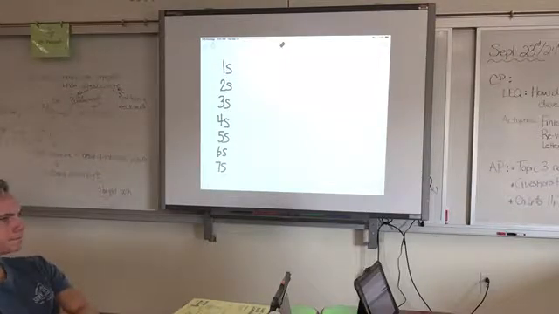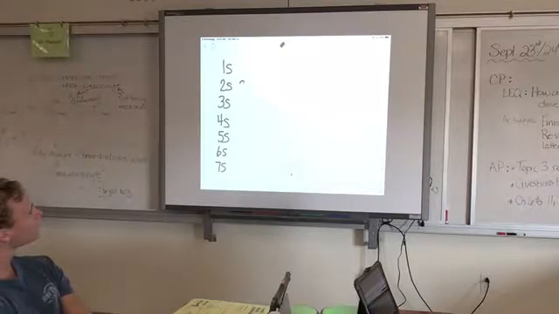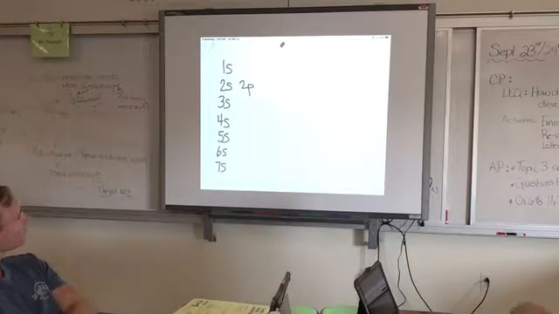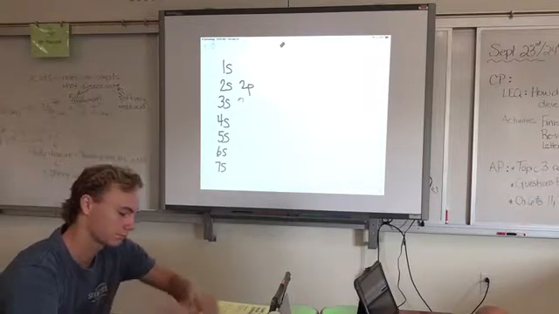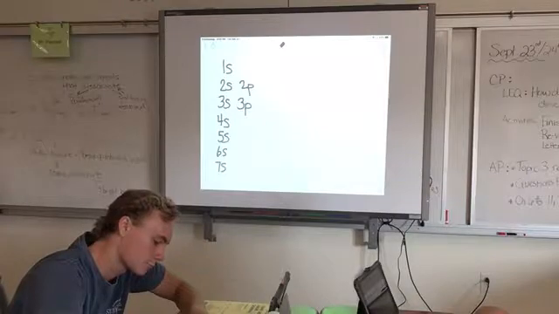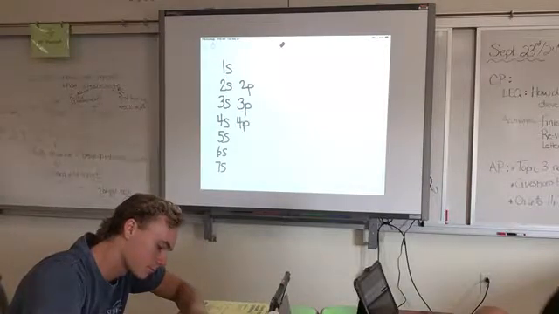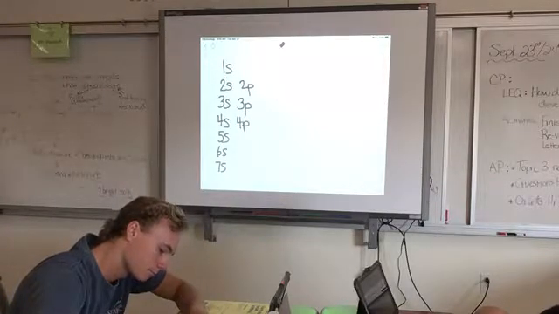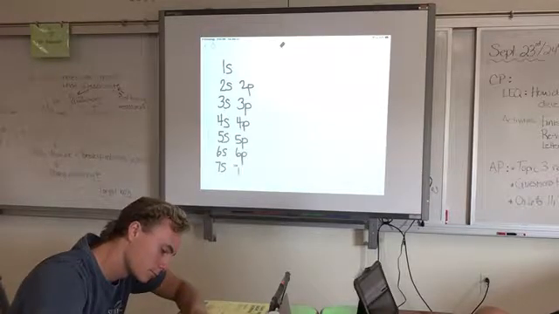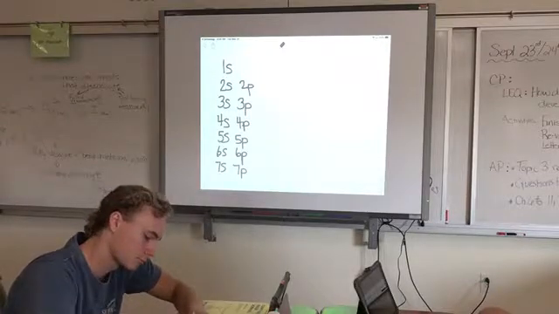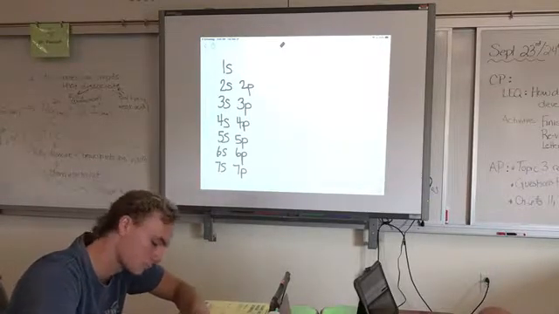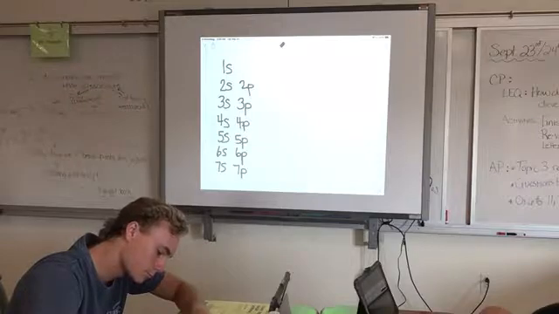So s is the only one that starts with 1. P's start with 2. So I'm going to put it on that same row as 2s. And then I'm going to go 2p, 3p, 4p, 5p, 6p, 7p. Because that's how many p's I can see on the periodic table, right? 2, 3, 4, 5, 6, 7. Is everybody with me? Okay.